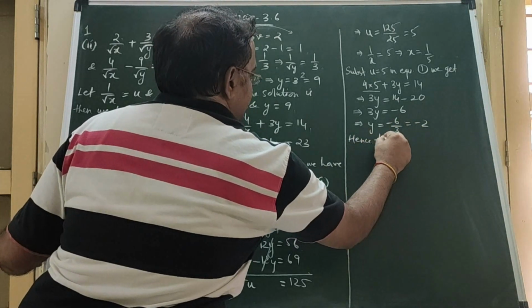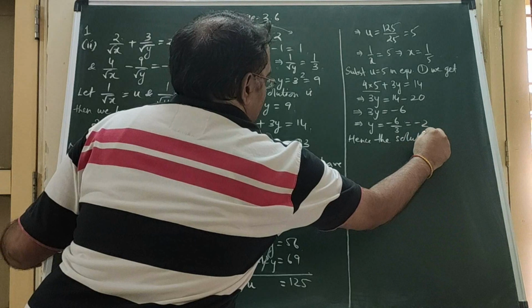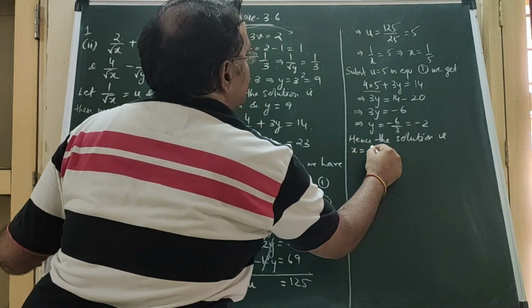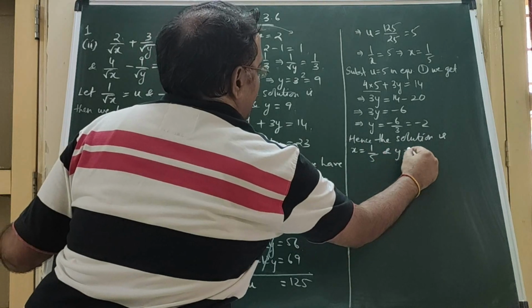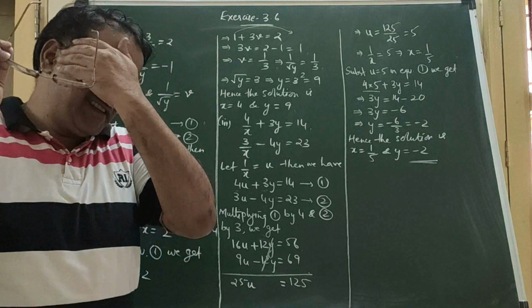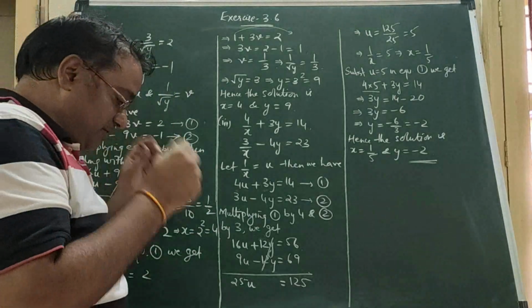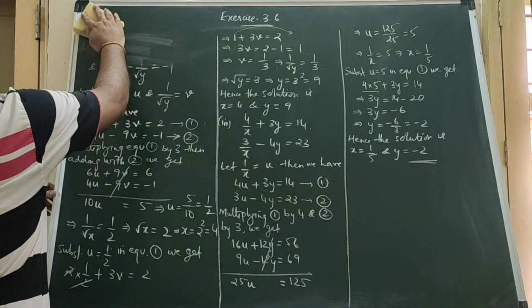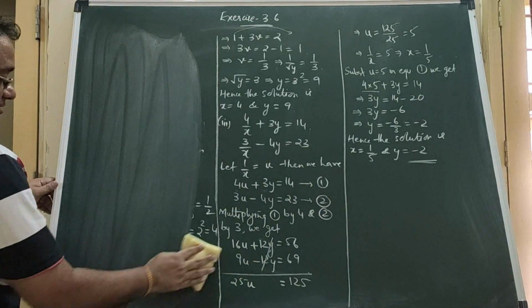Hence, the solution is x is equal to 1 upon 5 and y is equal to minus 2. So we have completed the third bit. Now let us move towards the fourth bit. After the fourth bit, then the fifth bit.